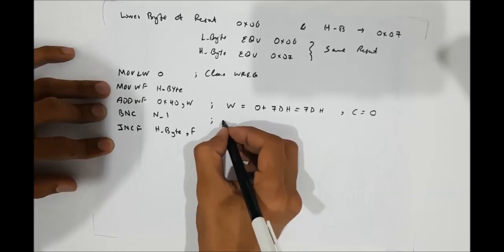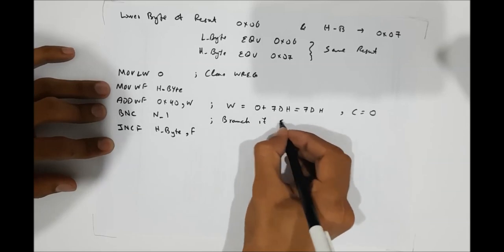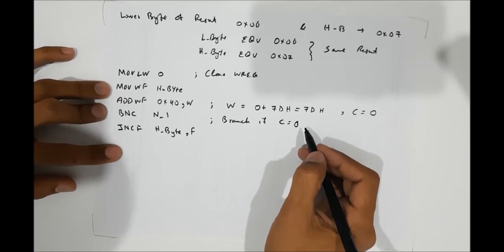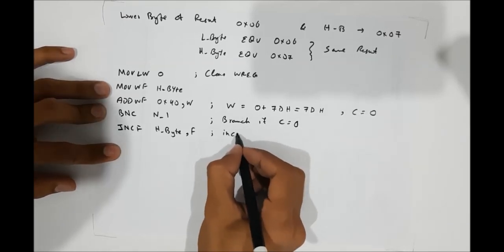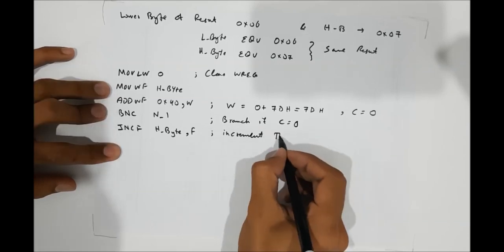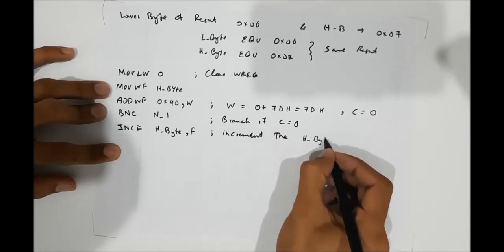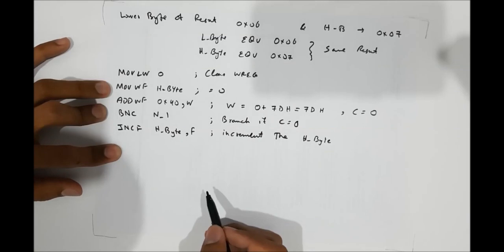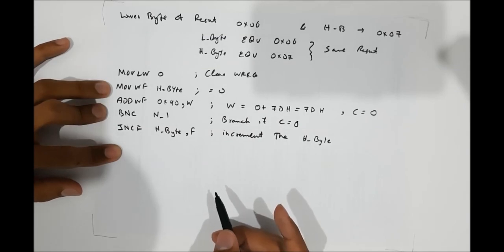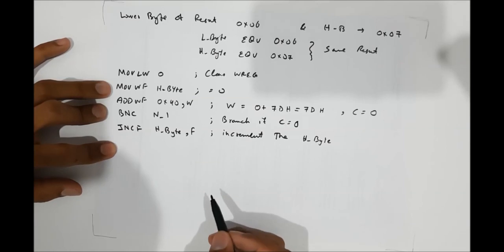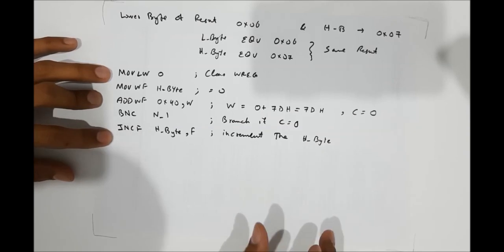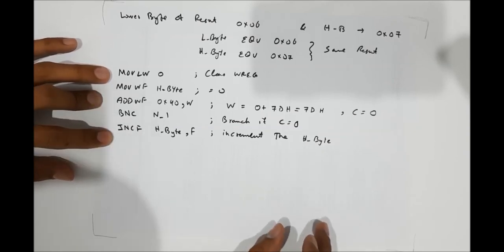What it will do is branch if carry is equal to 0, as was the case here. Otherwise, it will increment the higher byte. The higher byte was initially 0. So if there was carry, this means that the sum exceeded 8-bit size. If the carry is 1, this means the result exceeded the size of a single register and could not be contained within a single register.